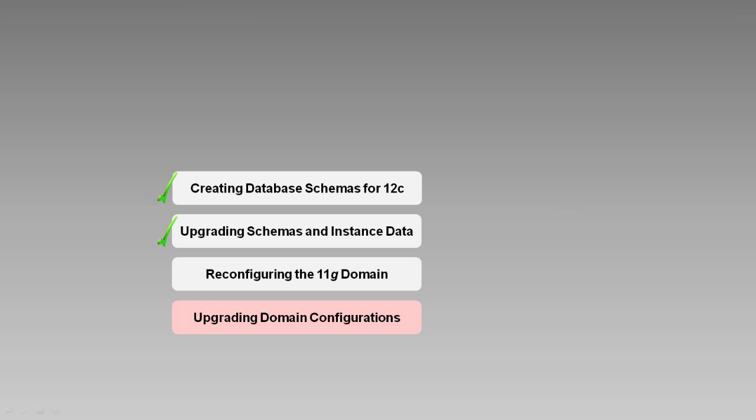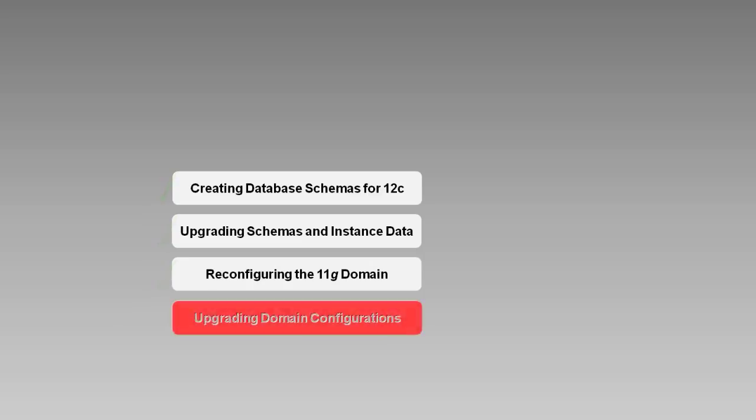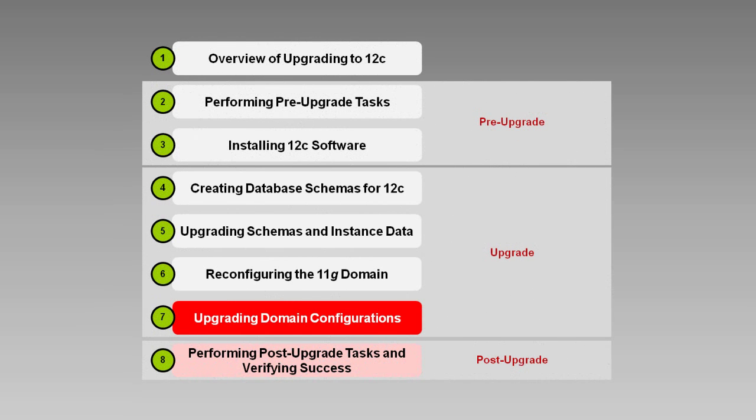Here again are the steps in the core upgrade process. In this video, we focused on reconfiguring the 11G domain. The next step is to run the Upgrade Assistant again to upgrade a few remaining domain configurations. Then we'll copy the upgraded domain to the other host. Both of these tasks are covered in the next video, Upgrading Domain Configurations.